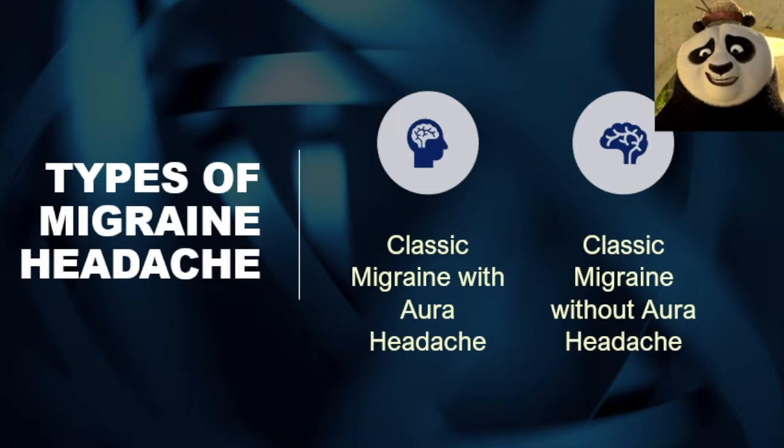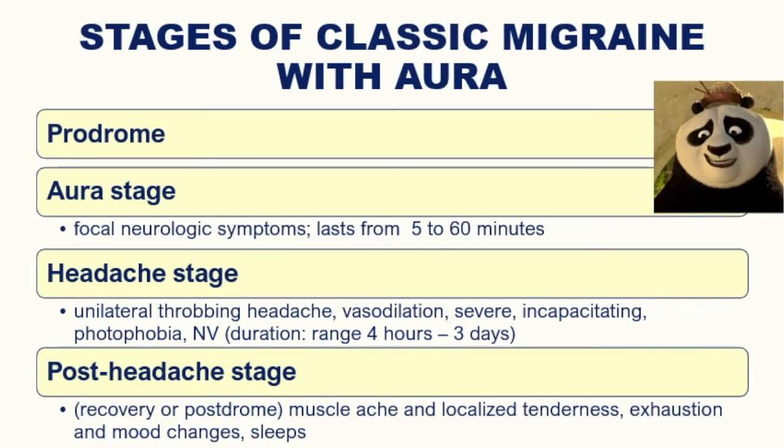Now, there are several types of migraine headache. One, you have your classic migraine with aura, and then you also have your classic migraine without aura. Now, when I say aura, class, your aura is a focal neurological symptom. Okay, your aura is a premonitory sign. Okay, it's like a warning sign.